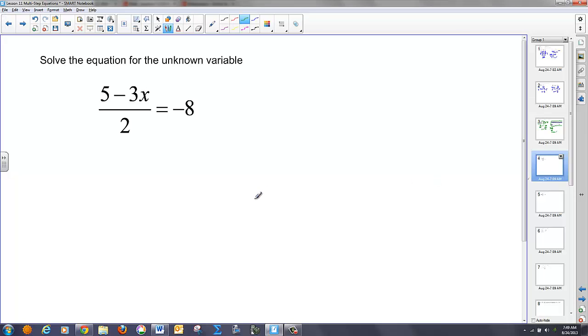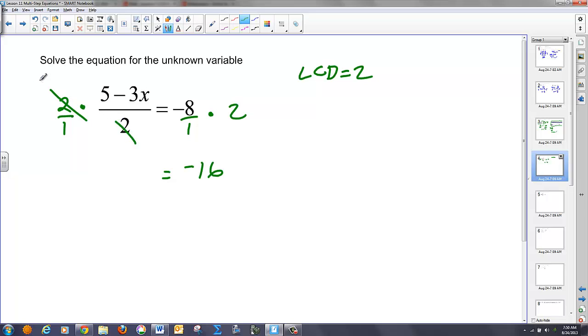Here's a very similar problem. Let's just do it again. In this case, I have a division of 2, which is really like the denominator. Over here, I have a denominator of 1. If I multiply both parts of the equation, or all terms in the equation, by 2, because that's my LCD, then notice on the right side I get negative 16. These 2's are going to reduce, leaving me with 5 minus 3x.